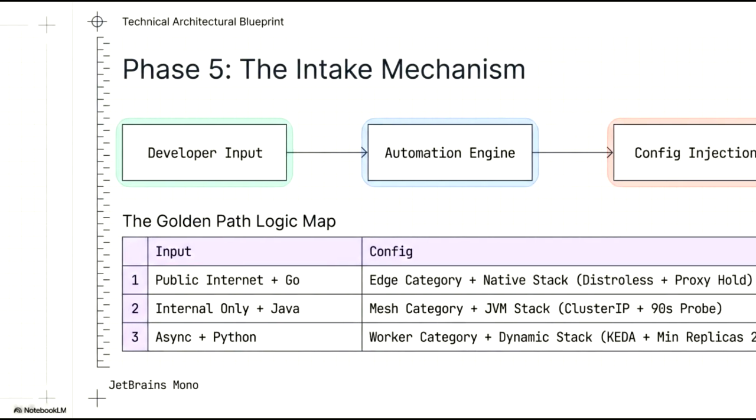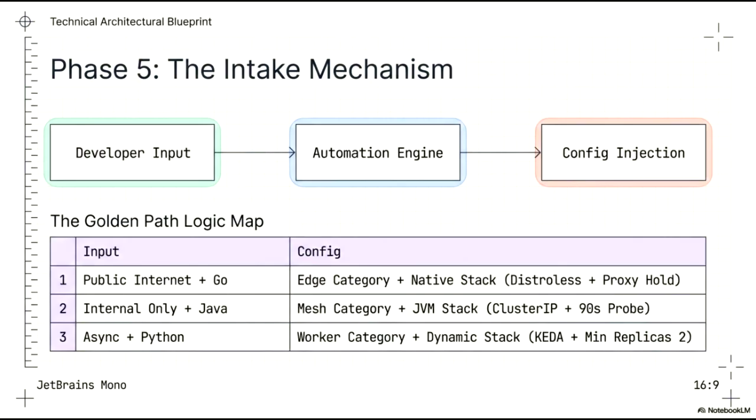Phase 5 focuses on the intake mechanism, which serves as the critical bridge between developer intent and automated environment configuration. The process follows a streamlined workflow. It begins with developer input, moves through our centralized automation engine, and results in precise config injection into the target environment. To understand how these configurations are determined, we look at the Golden Path Logic Map.